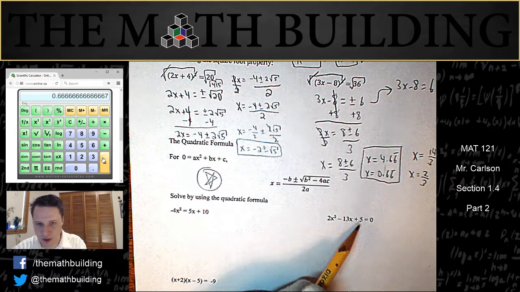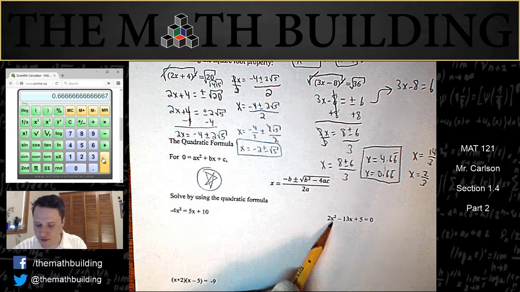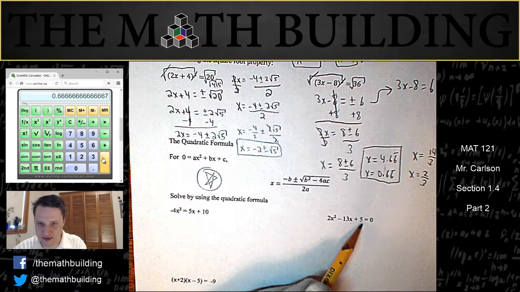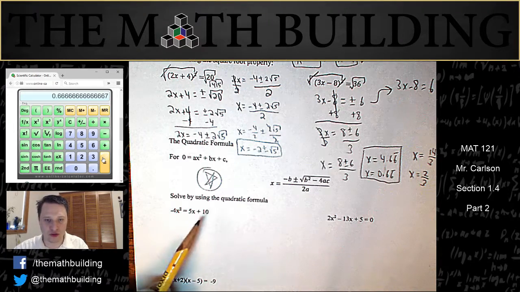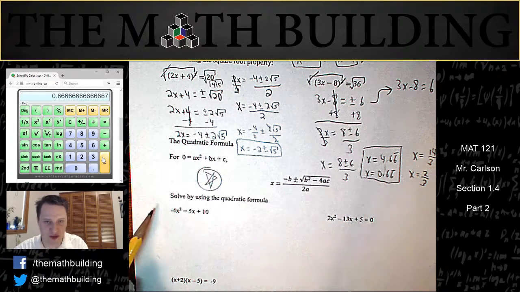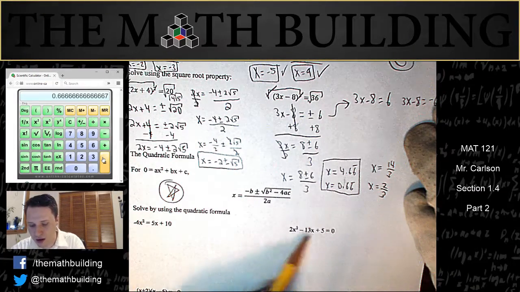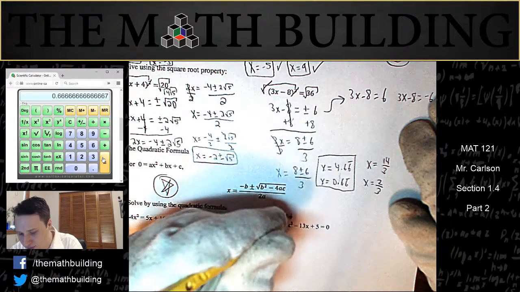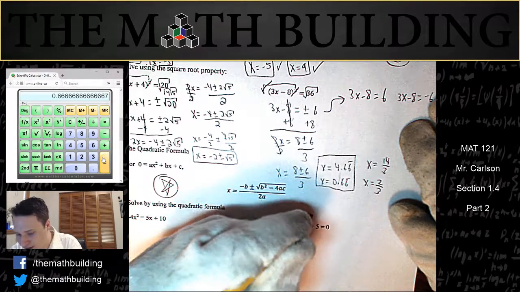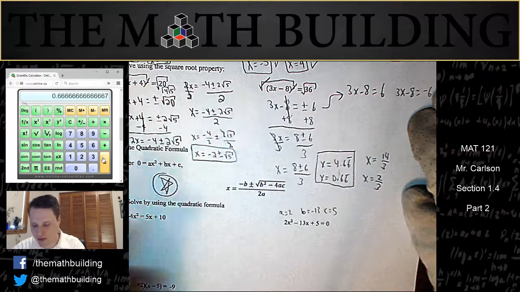Notice I have my polynomial here. It's in the right form. It's in standard form with the square term first, then x, then the number. Also notice that it equals 0. The reason I didn't want to show you this one first is because we have to move everything over first. So I'll show you that in the next part. But let's go ahead and plug all of these values into the quadratic formula. In this case, a equals 2, b equals negative 13, and c equals 5. And we can go ahead and just plug it in.